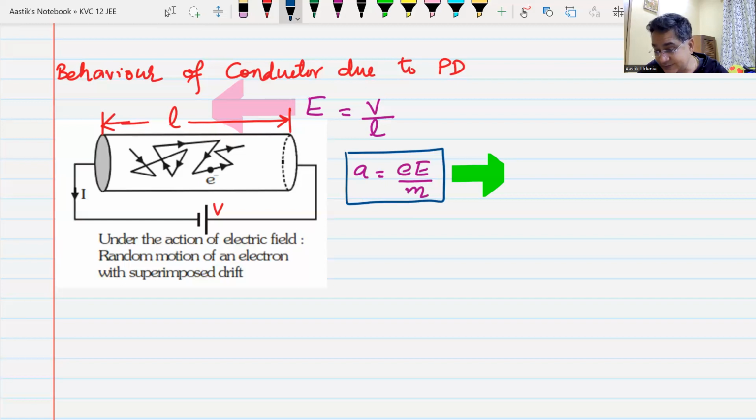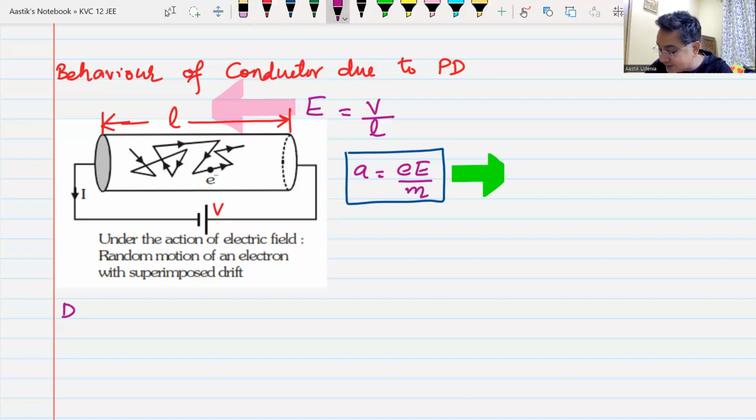This velocity is known as, is the same velocity which I cut from there and I call it current. Does anyone remember? Drift velocity. Yes, this velocity is known as the drift velocity.